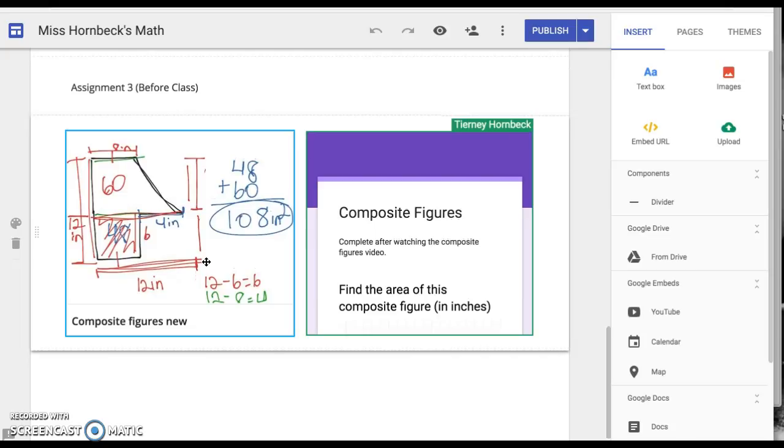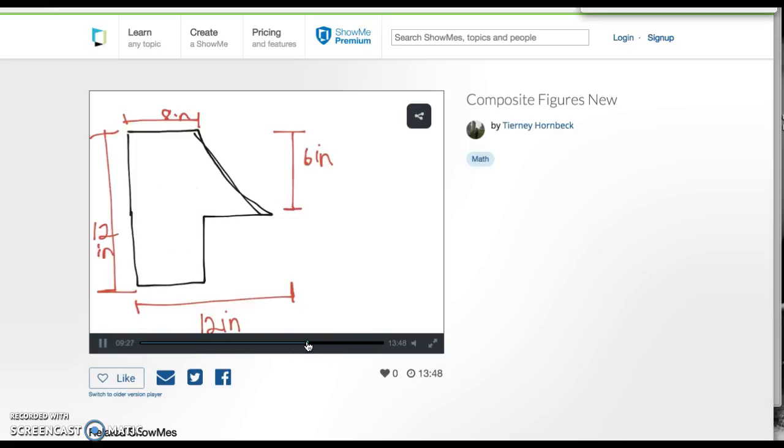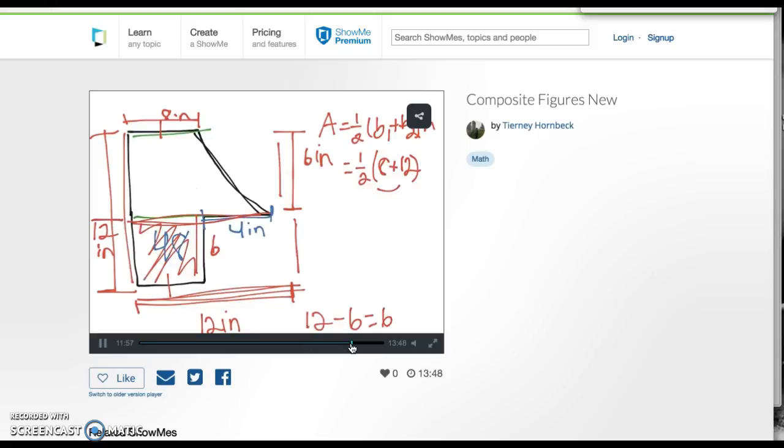This is all before class. They would watch this video that I made explaining how to do composite figures. Basically just saying, if you have a rectangle and a triangle that make up a shape, you need to find the area of the rectangle, then the triangle, and then add them together. And I give them a couple different examples of how to solve these problems.